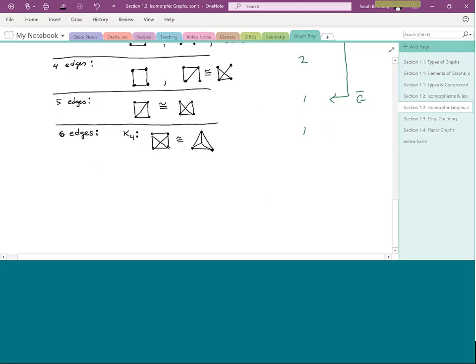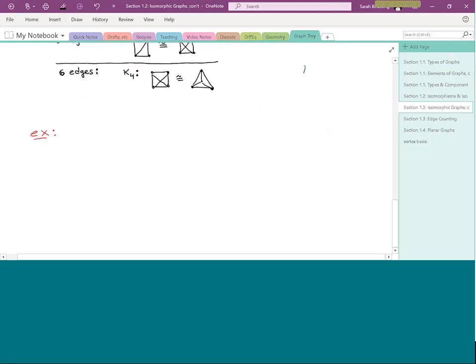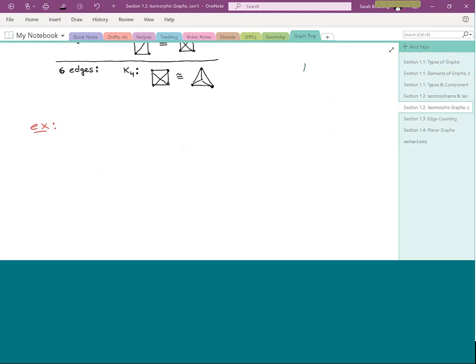All right, so example, and this example is going to go back and look at 2 different graphs. They're actually both graphs that we've looked at before. And what we want to know is, are they isomorphic? So are G1 and G2 isomorphic?